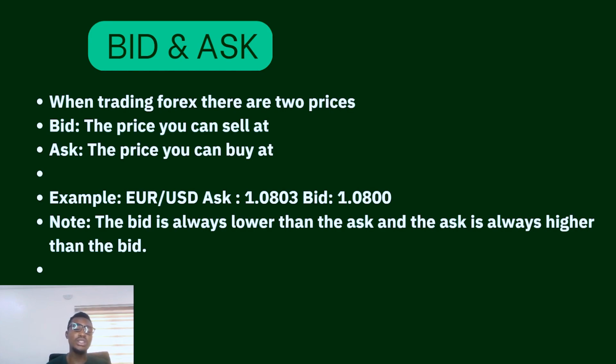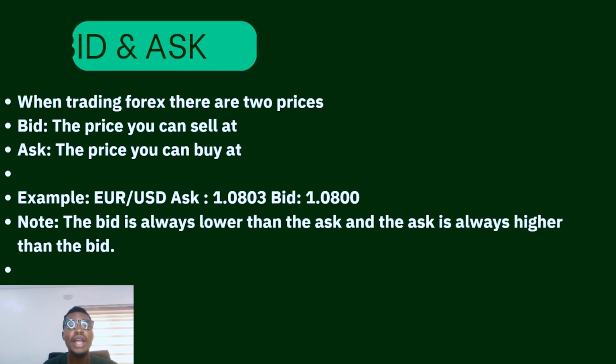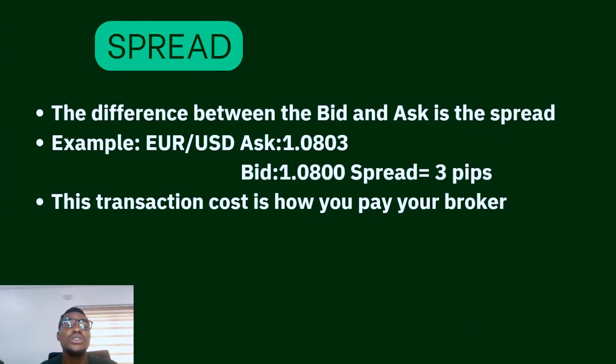And how you can tell this is, just look at them and see which is higher. When you identify the higher one, you know that is the ask price, because the ask is always higher than the bid. And the difference between the both of them brings us to the last, which is spread.